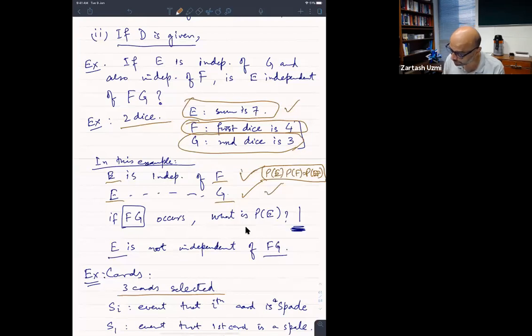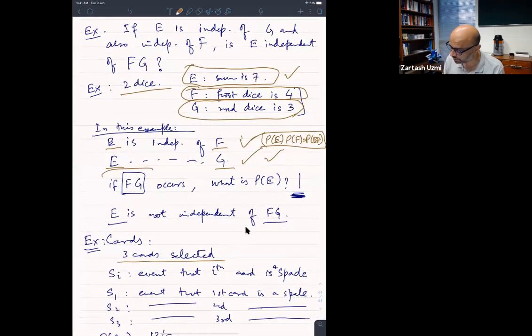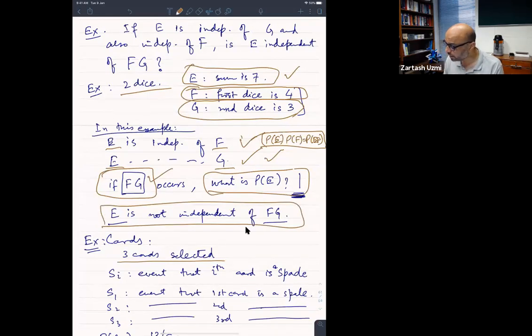However, if F and G simultaneously occur, then probability of E becomes 1, which is different from the probability of E if F and G are not given. Okay, so that means E is not independent of F and G, although individually E was independent of F, E was independent of G. But if F and G are together occurring, then E does not remain independent.